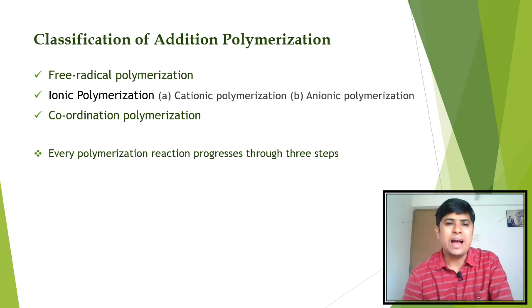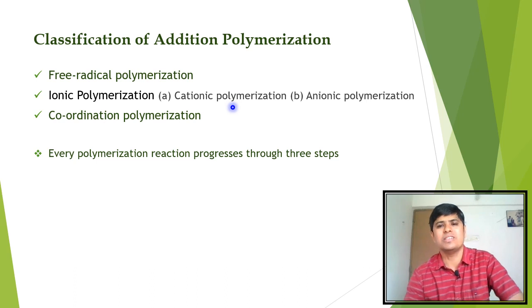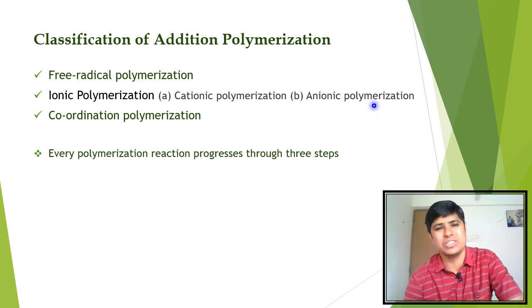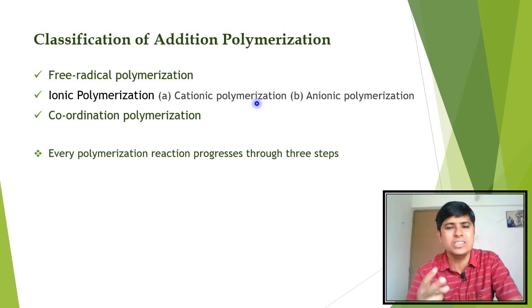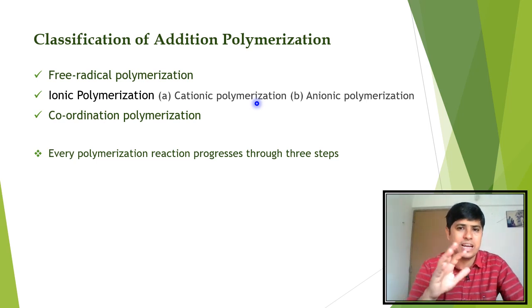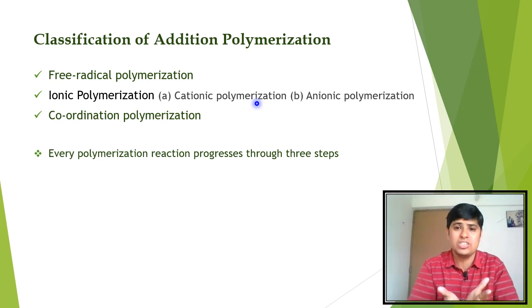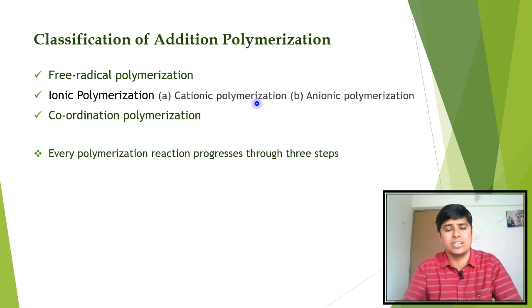Now let us classify the addition polymerization process. It is classified into free radical polymerization and ionic polymerization. Ionic polymerization is again categorized into two categories: one is cationic polymerization, that is positive charge, and the second one is anionic polymerization, that is negatively charged.